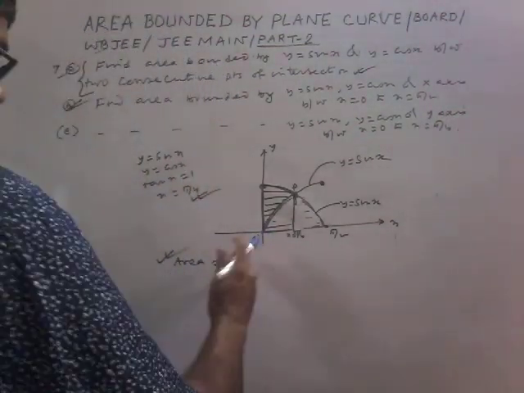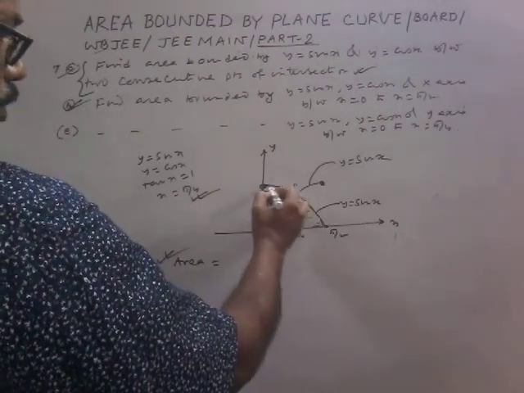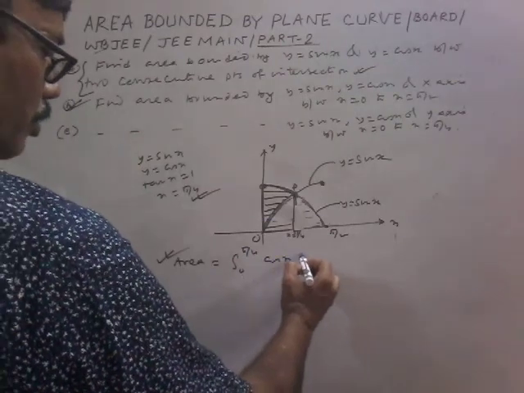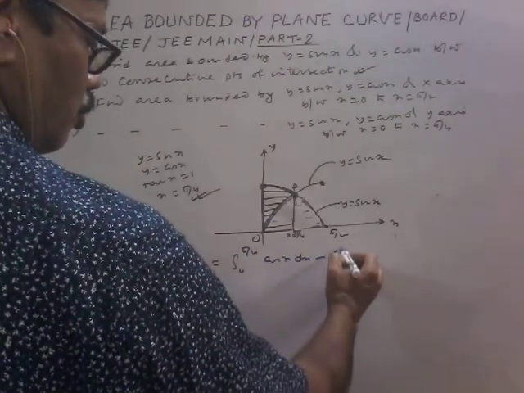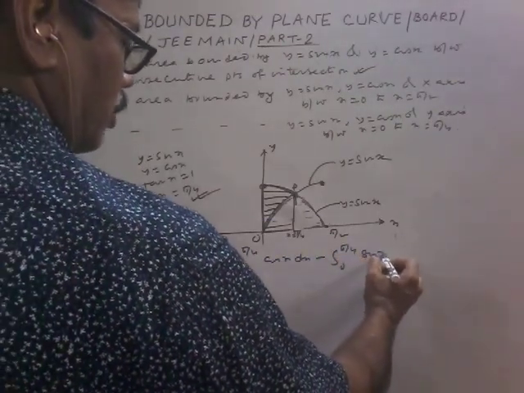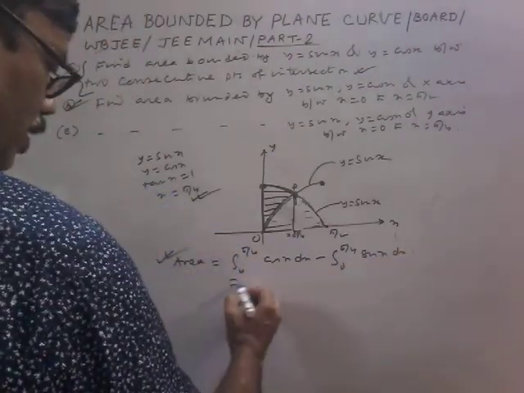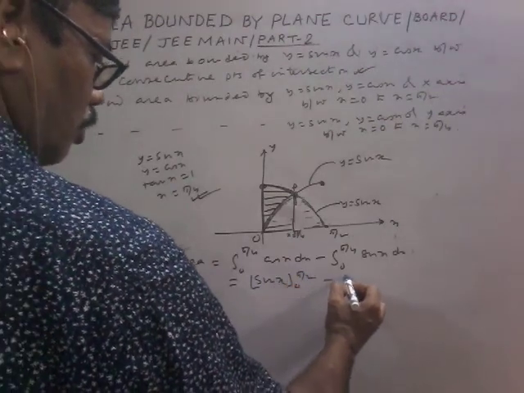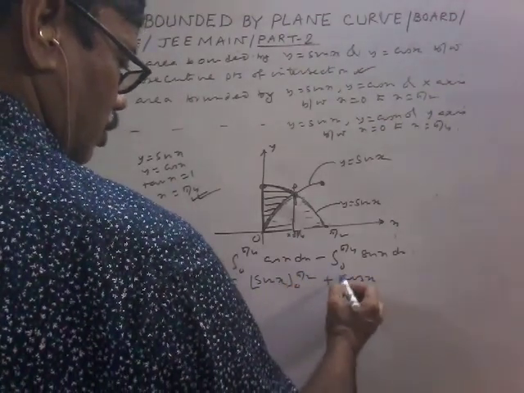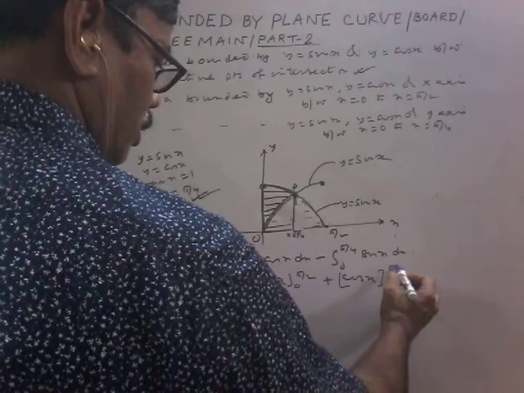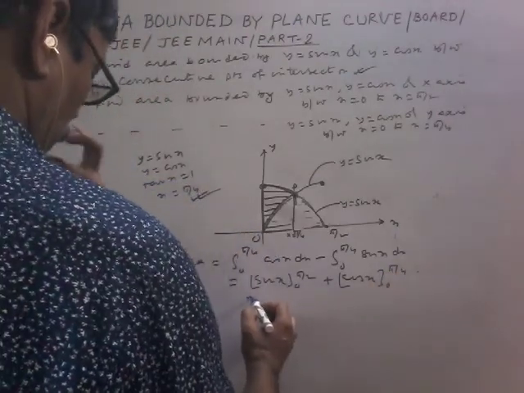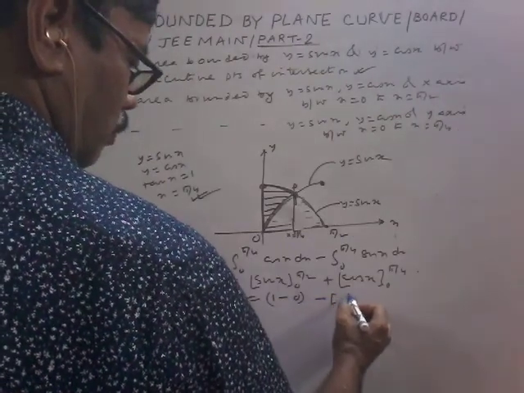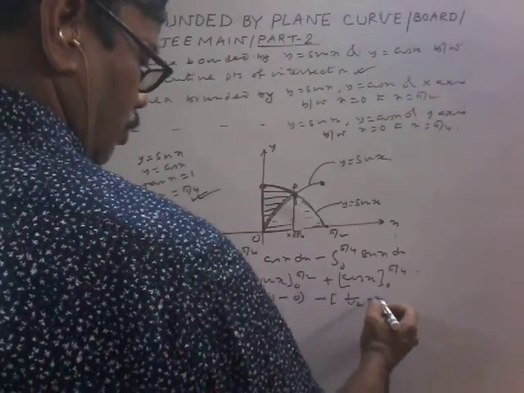Look, from the figure, 0 to pi by 4, this curve is cos x dx minus the integral from 0 to pi by 4 of sin x dx. So cos x integrates to sin x from 0 to pi by 4, and this is again cos x, but it is plus, from 0 to pi by 4.